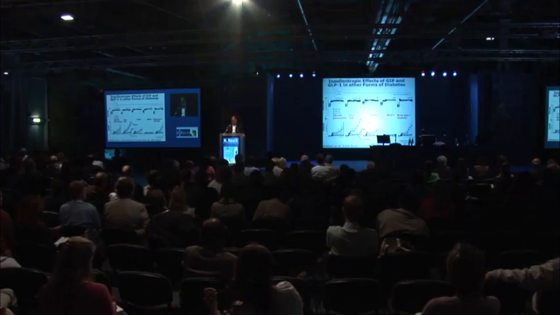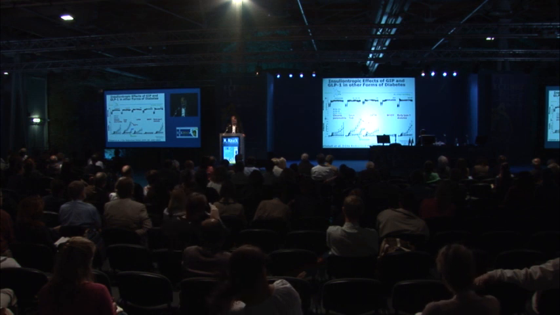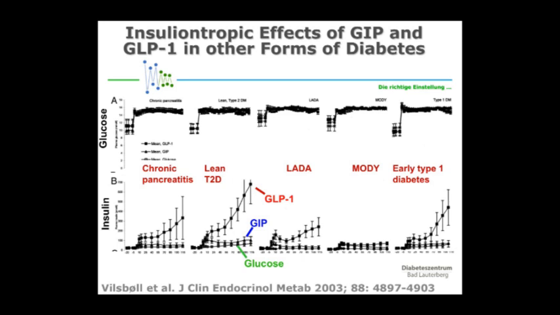And what they describe in these experiments, you see a hyperglycemic clamp with the infusion of either GLP-1 or GIP or just the clamp. And what they describe is always the same pattern. So in these different forms of diabetes, beta cells respond to GLP-1. They do not respond to GIP, the triangles, and the lowest response is always seen with the clamp alone.